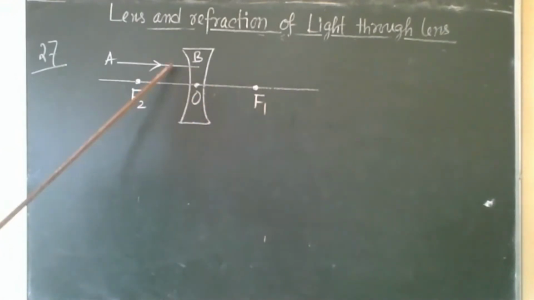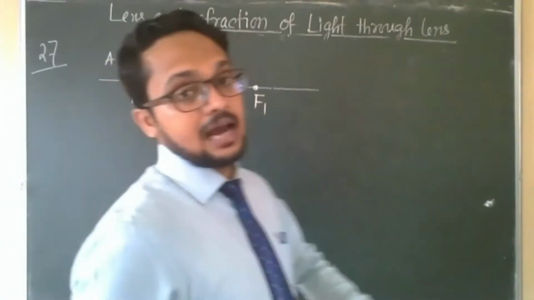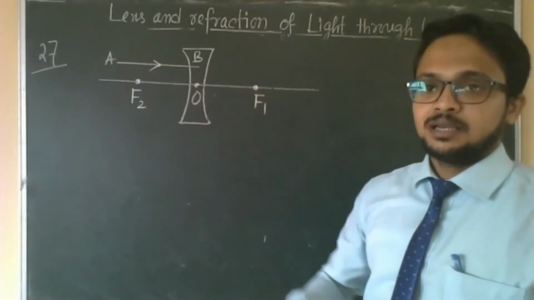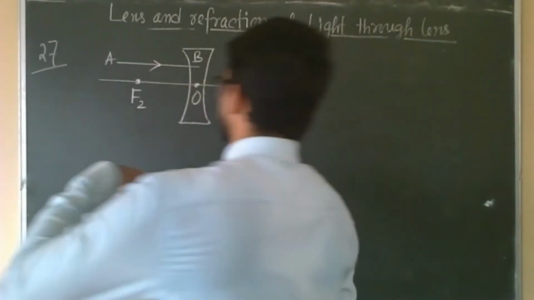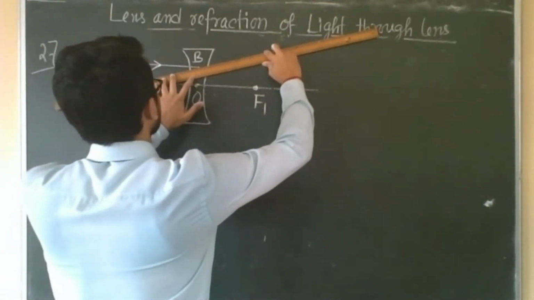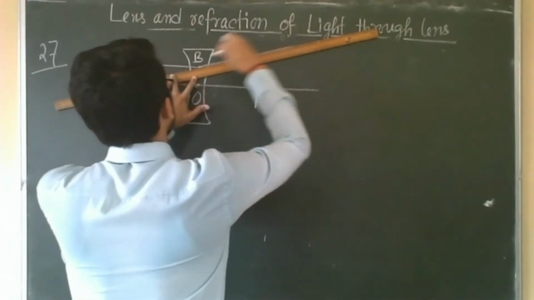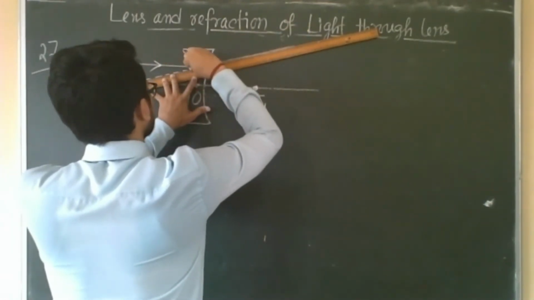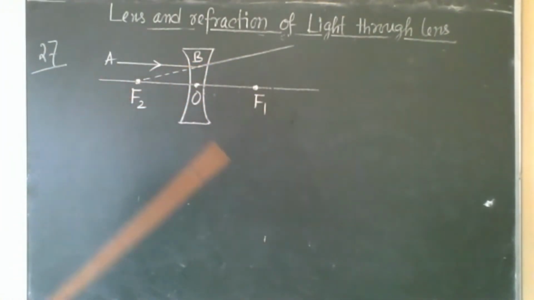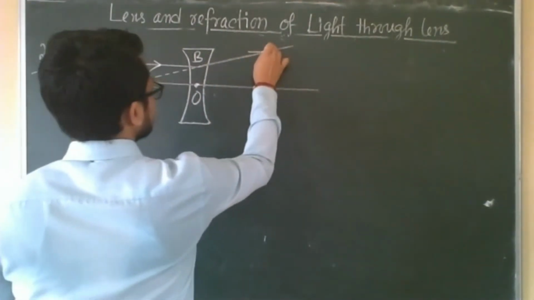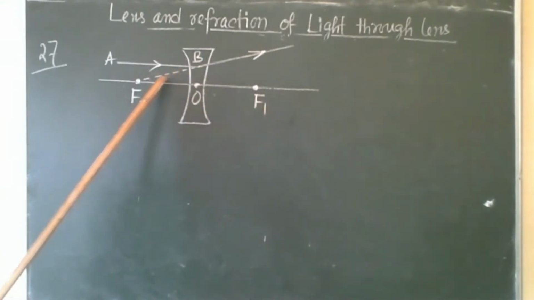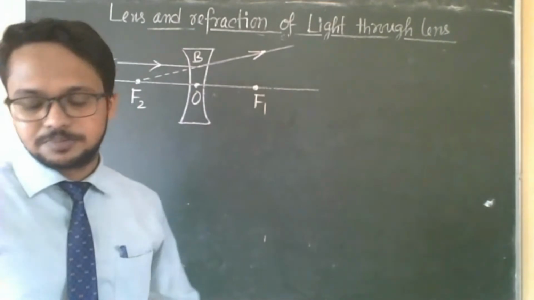What will happen? This is a parallel ray. After refraction, first of all, it will diverge because it is a concave, diverging lens. But it will diverge in such a way that it passes through the second focus, because a parallel ray after refraction goes through the second focus. Either they will meet physically, or if we extrapolate them, they will meet at a point on the principal axis, that is the second focus. So this will be the ray diagram. You will draw this extrapolated ray and show that it meets at F2. This is the first ray diagram.